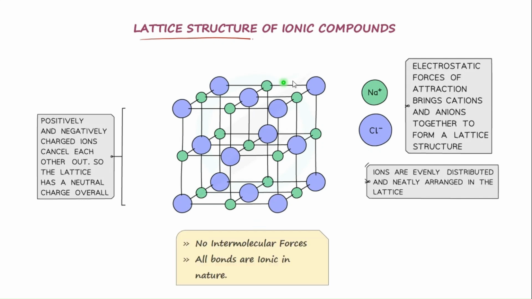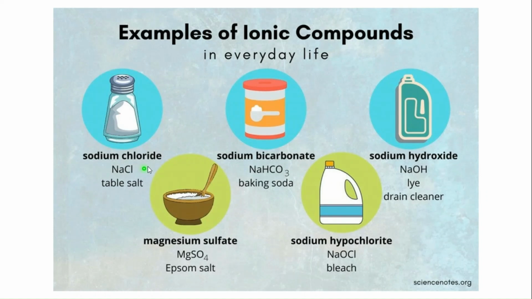And all the bonds which are present between these ions are ionic in nature. There are no intermolecular forces like hydrogen bonds or dipole-dipole forces. They're only present in the covalent compounds that we are going to study now. So there are some examples of ionic compounds, including sodium chloride that we take in our diet, baking soda, Epsom salt, bleach, drain cleaner which contains sodium hydroxide. So all of these are examples of ionic compounds.